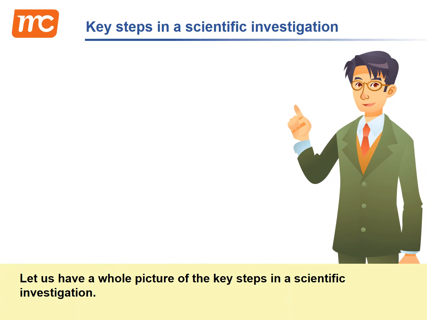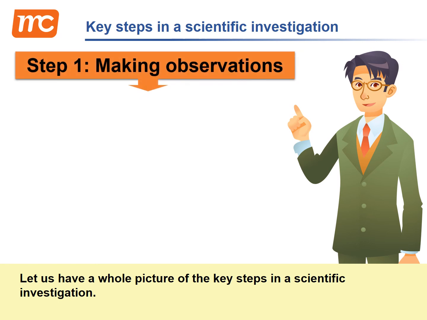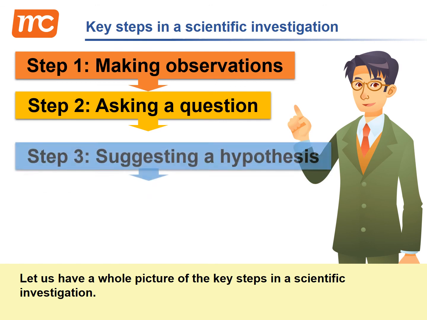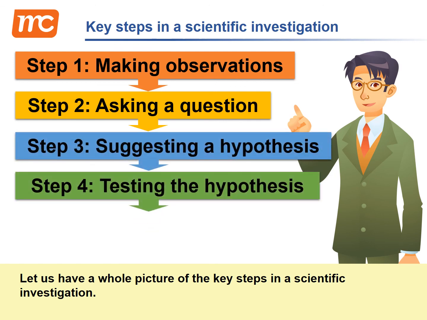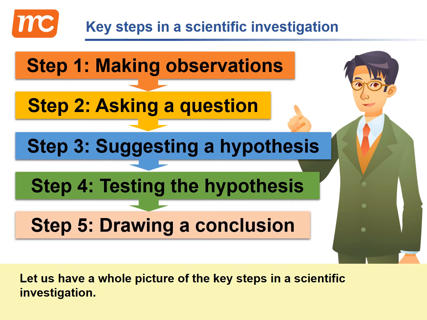Let us have a whole picture of the key steps in a scientific investigation. Step 1, making observations. Step 2, asking a question. Step 3, suggesting a hypothesis. Step 4, testing the hypothesis. Step 5, drawing a conclusion.